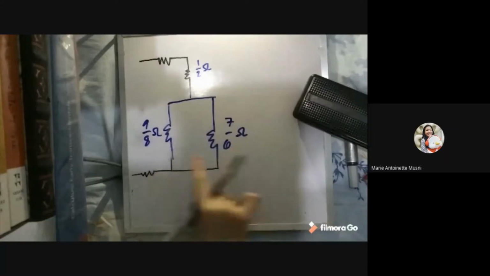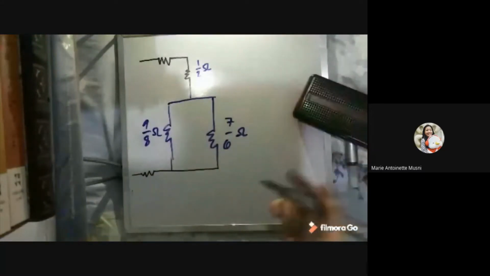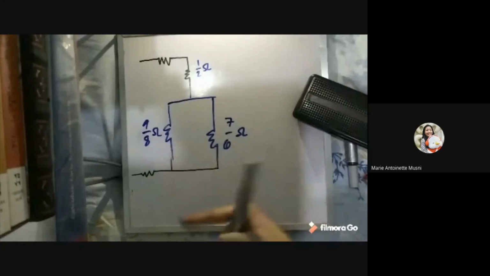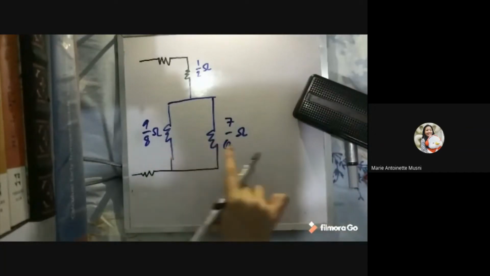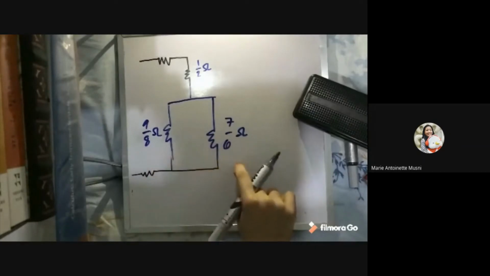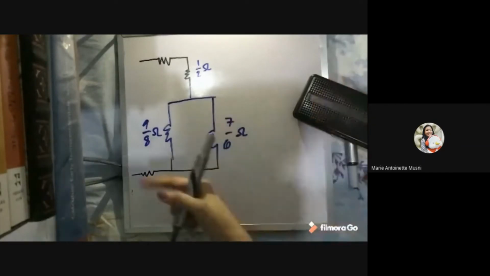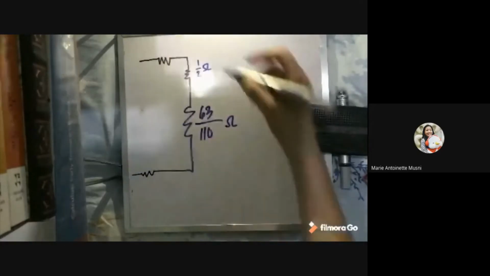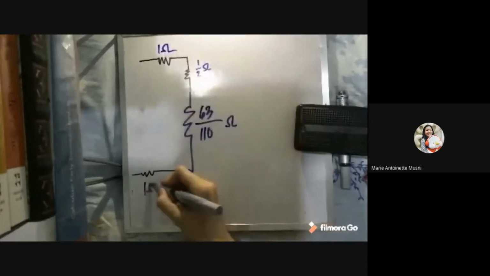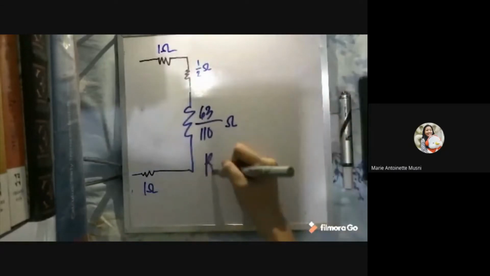And again, we can see that they are connected in parallel, so it's an obvious connection. So we just get the sum of the reciprocals and raise that to -1 to get our combined resistance for these parallel resistors. So that's 8/9 plus 6/7 raised to -1. And we get a pretty weird fraction. That's 63/110 ohms.